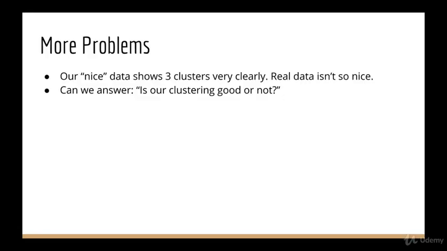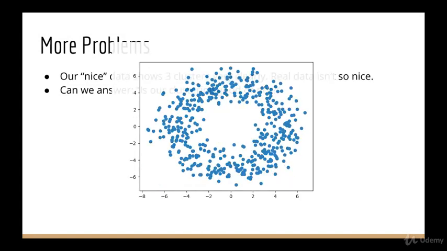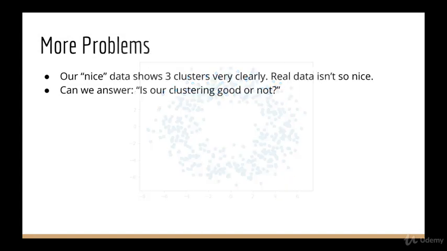Here's another issue. In the original data I showed you, I generated it so that it would show 3 distinct clusters very clearly. But what if our data looks like this? Or what if our data looks like this? Now you can see the clusters are not so clear-cut. In general, we'd like to know, is the cluster I found good or not? And in this course, we'll answer this question as well.